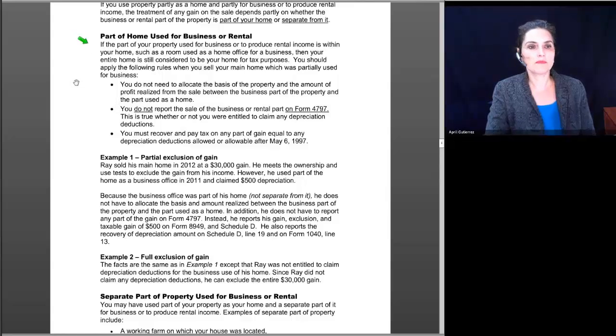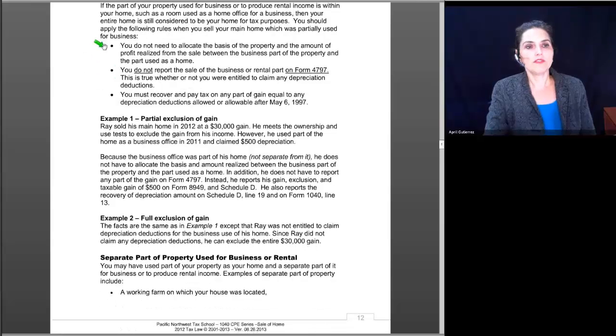If the part of your property used for business or to produce rental income is within your home, such as a room used as a home office for business, or perhaps you rented a room in your home, you should apply the following rules when you sell your main home, which was partially used for business. You do not need to allocate the basis of the property and the amount of the profit realized from the sale between your business part of your property and the part used as your home. Also, you do not report the sale of the business part or rental part on Form 4797. This is true whether or not you were entitled to claim any depreciation. Also, you must recover and pay tax on any part of the gain equal to any depreciation deductions that were allowed or allowable after May 6, 1997.